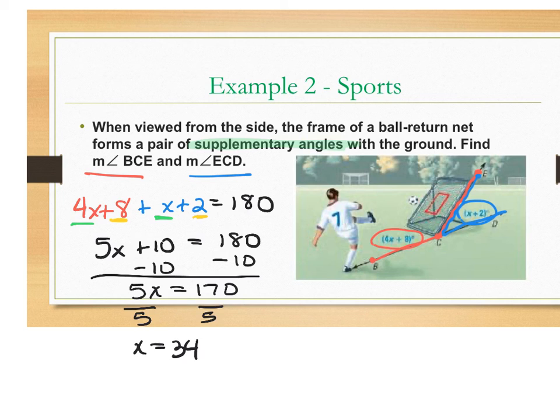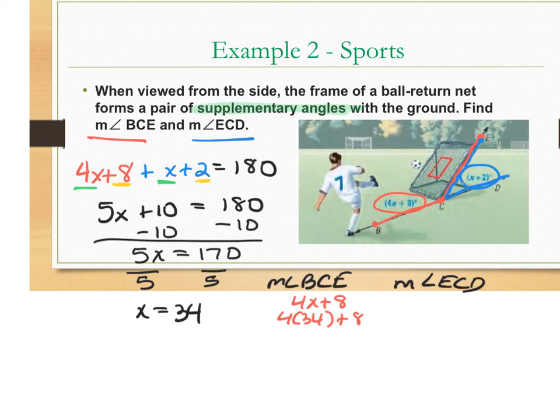Now again, the question didn't ask for x, it asked for the measure of BCE, and the measure of ECD. So BCE was the 4x plus 8. I'm going to take out x, put in 34, and multiply 4 times 34, and I get 136. Add the 8, and I get 144. For the ECD, that's the x plus 2, so 34 plus 2, and that gives me 36.